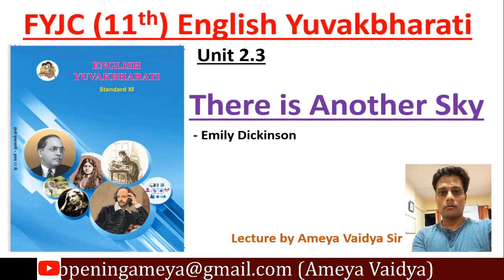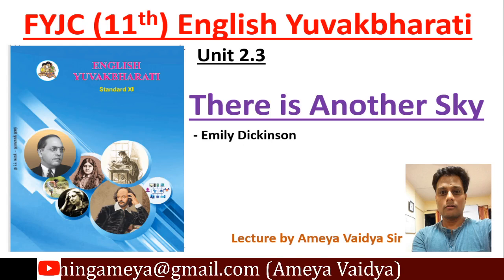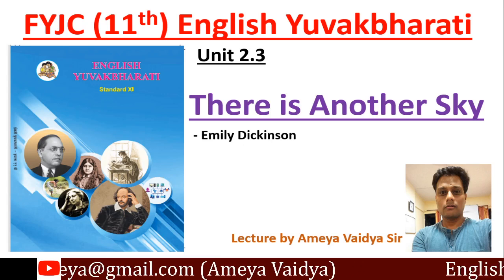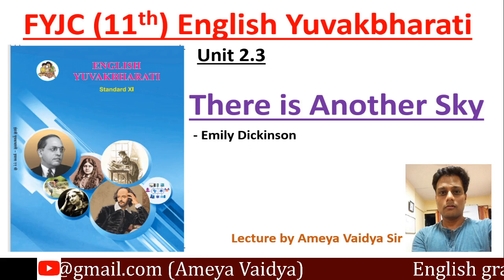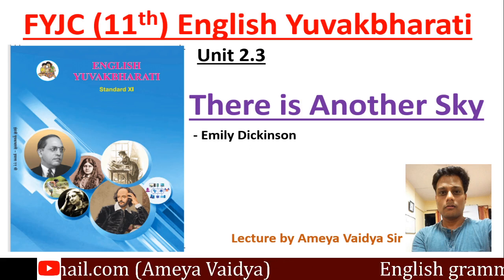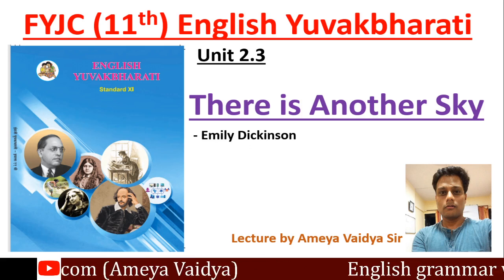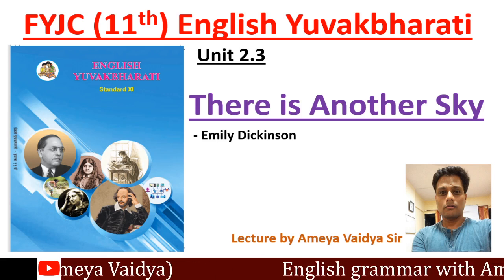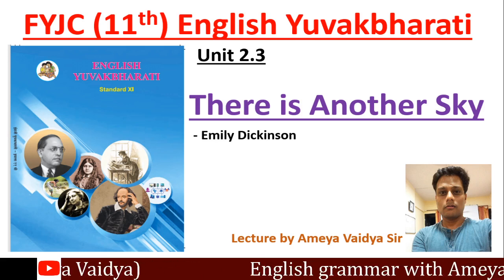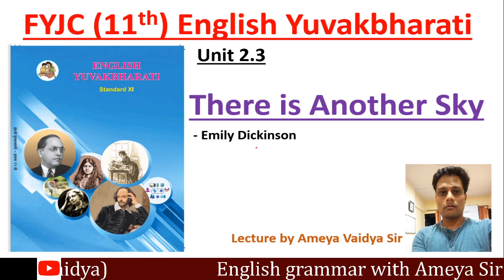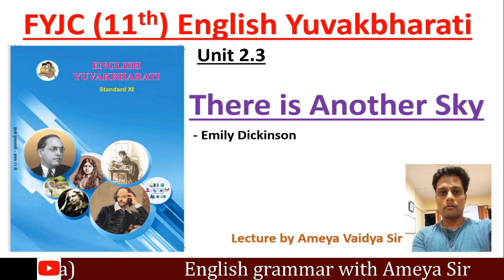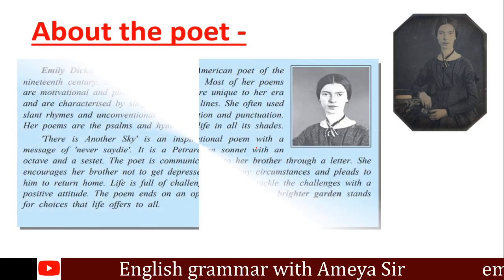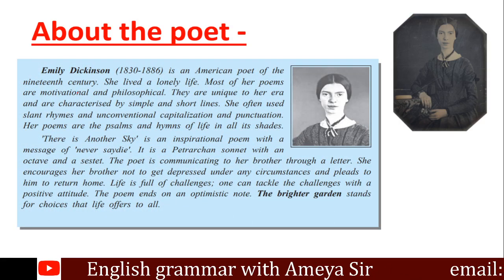It is time for us to study a wonderful poem from the 11th standard English Yuvakbharati, and the name of the poem is There Is Another Sky, written by Emily Dickinson. It's the second unit, section 2, which is the poetry section, unit 2.3. Now we will learn more about this poem, but before that, I believe that we must dive first into more information about the poetess, or the poet in general.